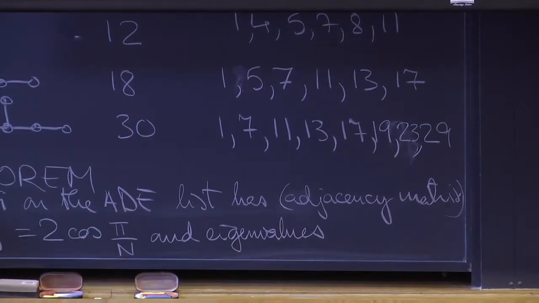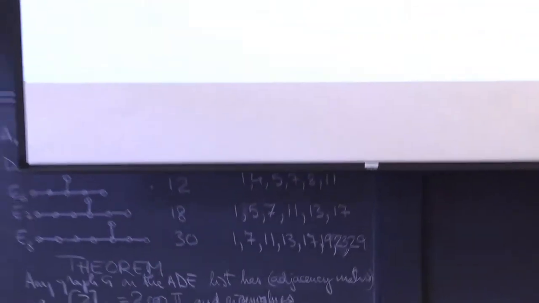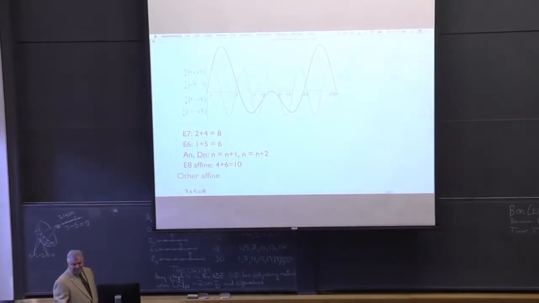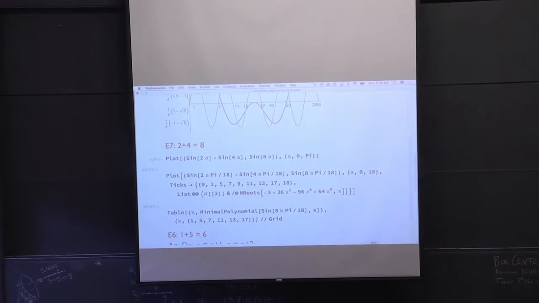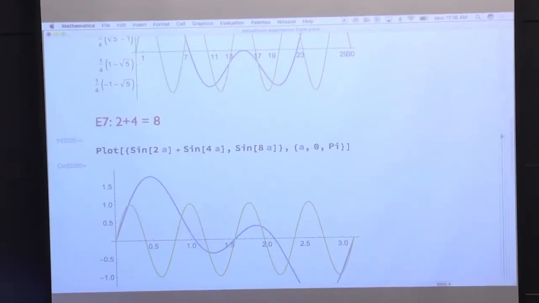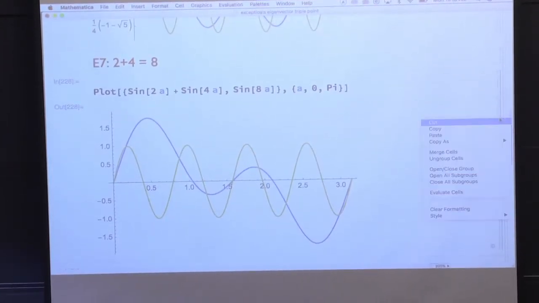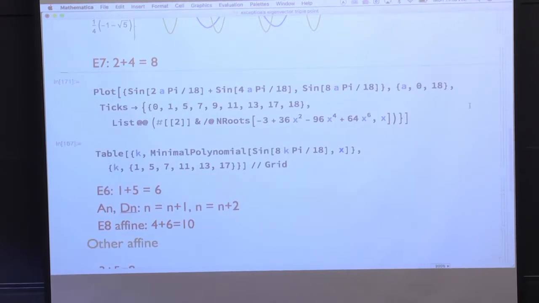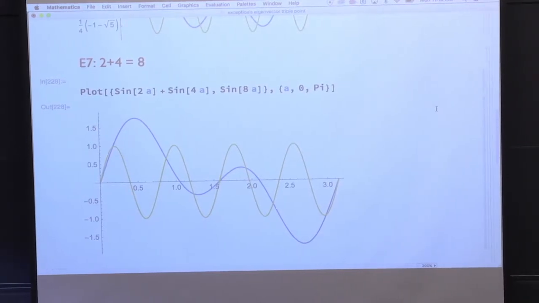Yes. So look at E7, and the intersection values are also quite nice, yes? And E7, if you have any questions, please don't hesitate to ask. So for E7, the equation is 2 plus 4 equals 8, yes? Sine of... Yes, absolutely, all of them have... Thank you.